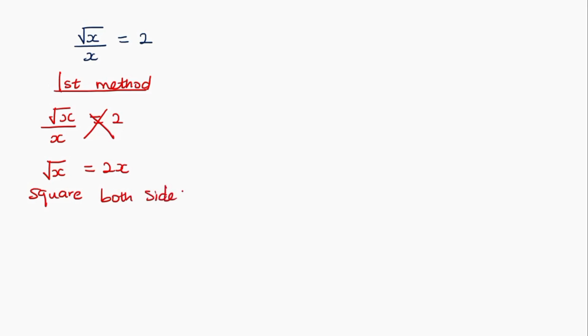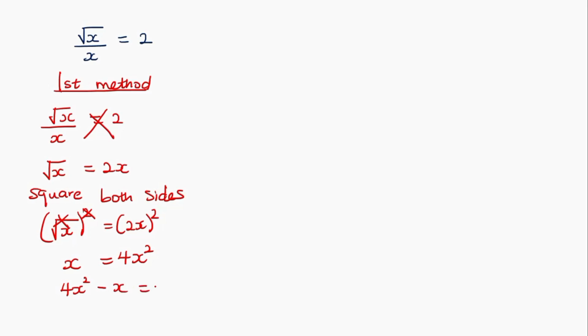So squaring both sides, we have the root of x all squared is equal to 2x all squared. So this square is going to cancel out the square root. So we have x is equal to 2 squared is 4, x squared is x squared. Okay, so this becomes the equation right here. And we want to simply set this equation to 0. So setting this equation to 0, we have that 4x squared minus x is equal to 0.